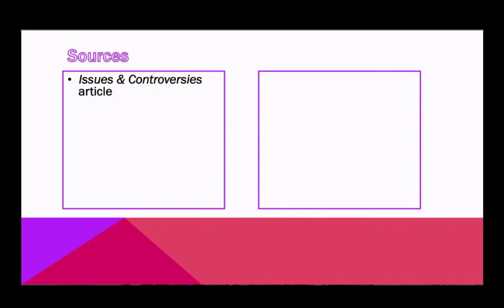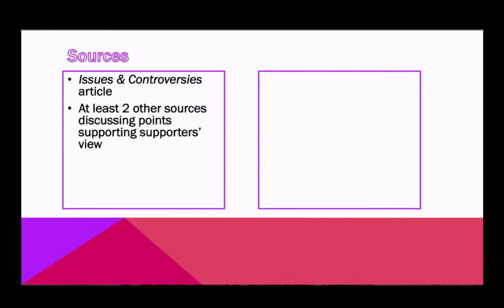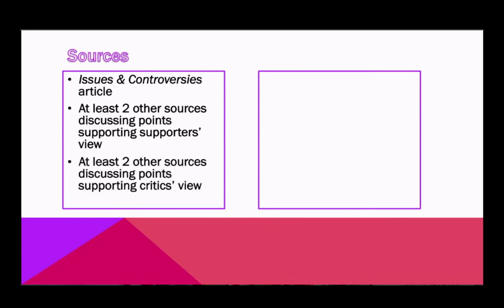That article, along with the sidebar articles associated with it, may be used, but you have to include at least 4 sources other than that article and its sidebar articles. At least 2 of the other sources that you use must discuss points that support the supporter's viewpoint. And at least 2 of the other sources that you use must discuss points that support the critic's viewpoint.